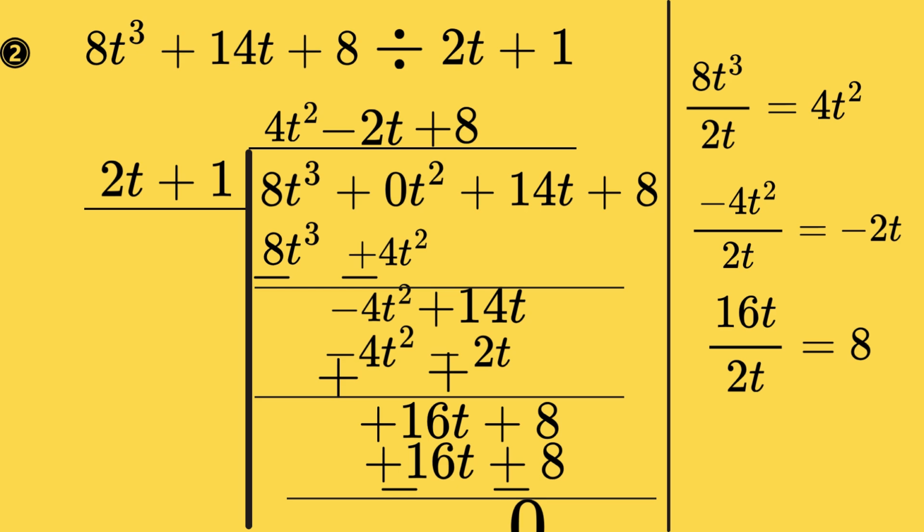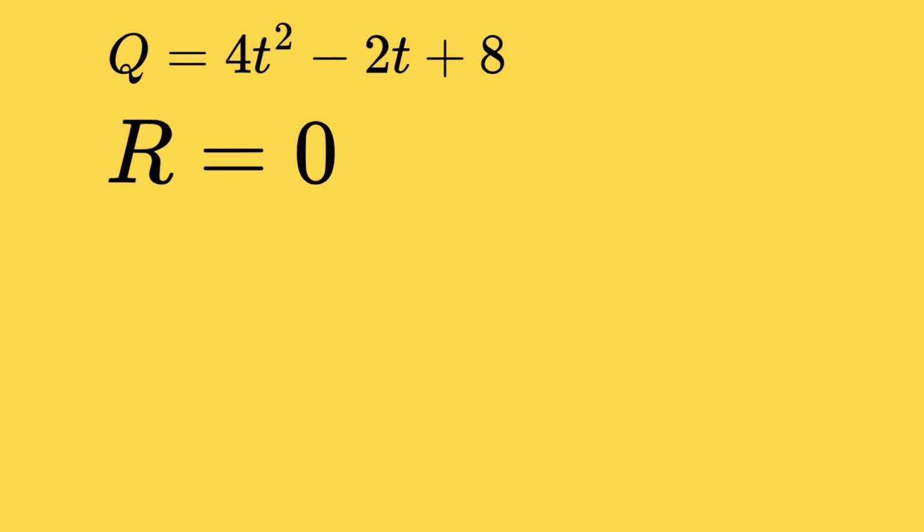And now you will divide plus 16t by 2t, which will give you 8. And that we will put as the quotient, plus 8. And now for the next term, we will multiply plus 8 by plus 1, which will give you plus 8. So you will subtract 16t plus 8 from 16t plus 8, which will give you the answer as 0.